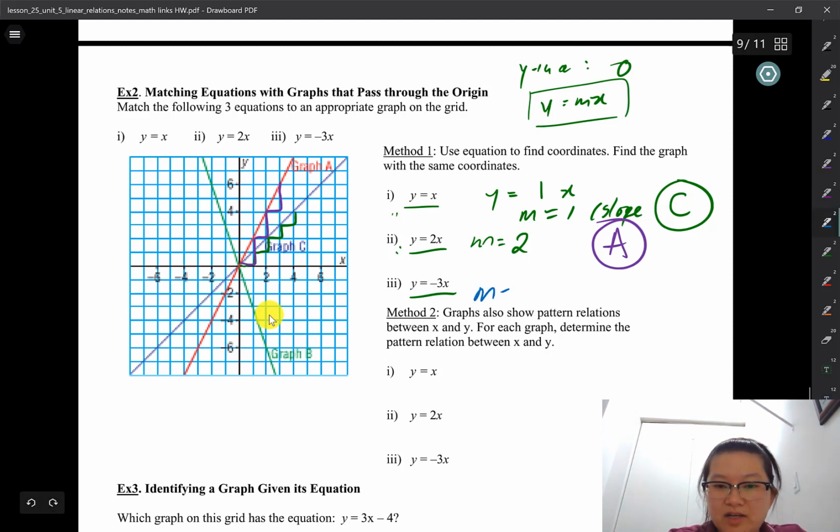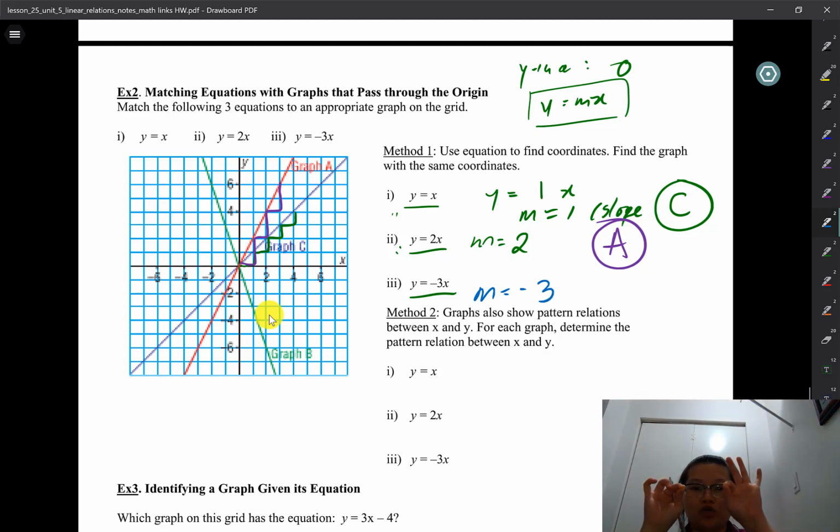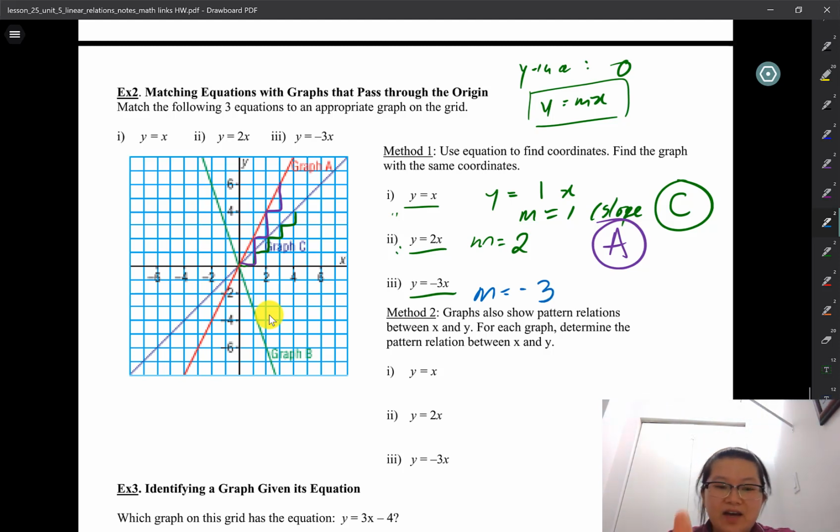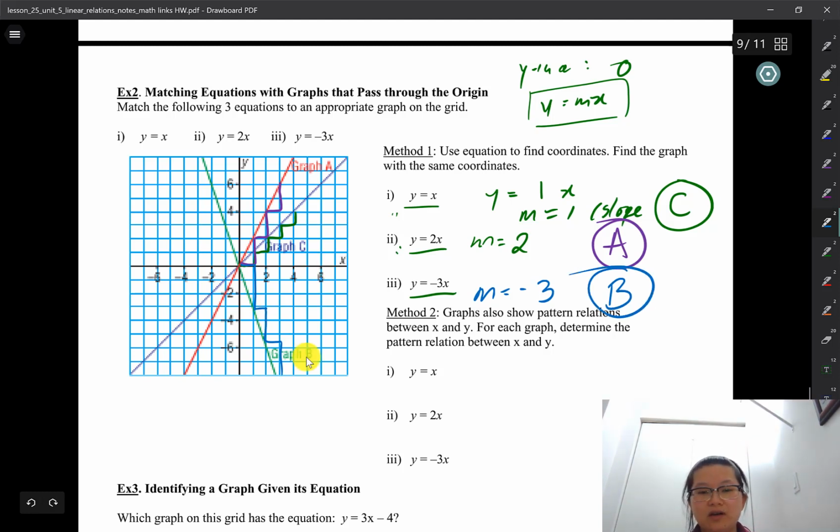So our slope here is -3, meaning that every time we go over by 1, we're going to drop down by 3. And if we take a look at graph B, that is exactly what it is. Over by 1, drop by 3. Over by 1, drop by 3. Over by 1, drop by 3. So number 3, it is graph B. Okay, so there we go.